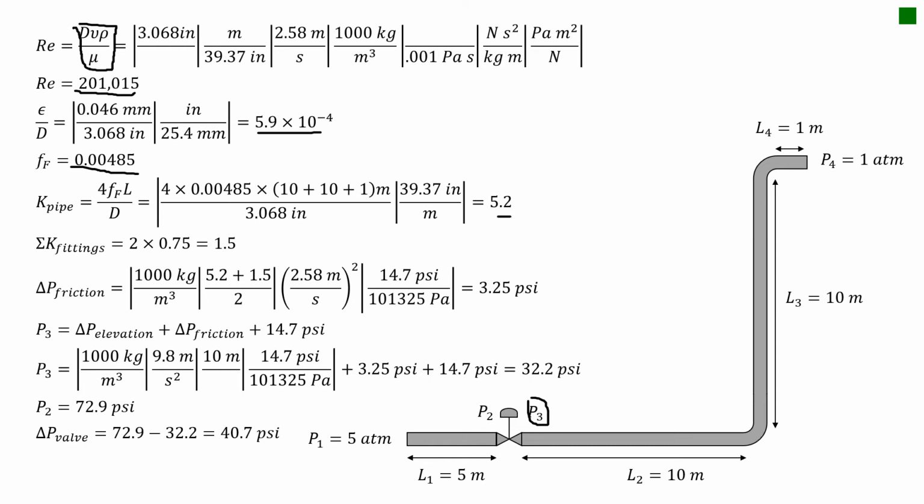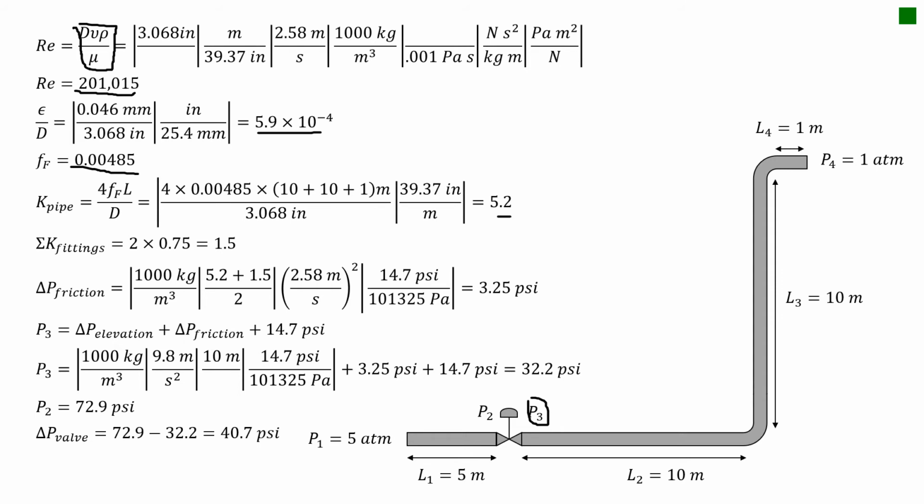There's an elevation change we also have to account for. So P3 will be equal to the delta P elevation plus the delta P friction plus that outlet pressure P4, which I've already converted into PSI. So using the density of the fluid, 1,000 kilograms per cubic meter, 9.8 meters per second squared, a 10-meter elevation change, and converting our units to PSI, adding to it the frictional losses plus the outlet pressure, our value of P3 is 32.2 PSI.